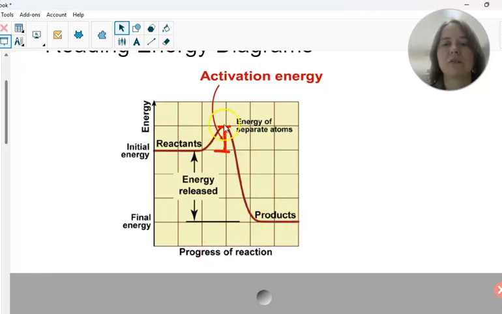I would like you to label from the initial energy to the maximum energy and label that activation energy. And then from initial to final, that's the energy released. That is your change in enthalpy. Make sure to not go all the way up to the top, but just from the beginning and the end.